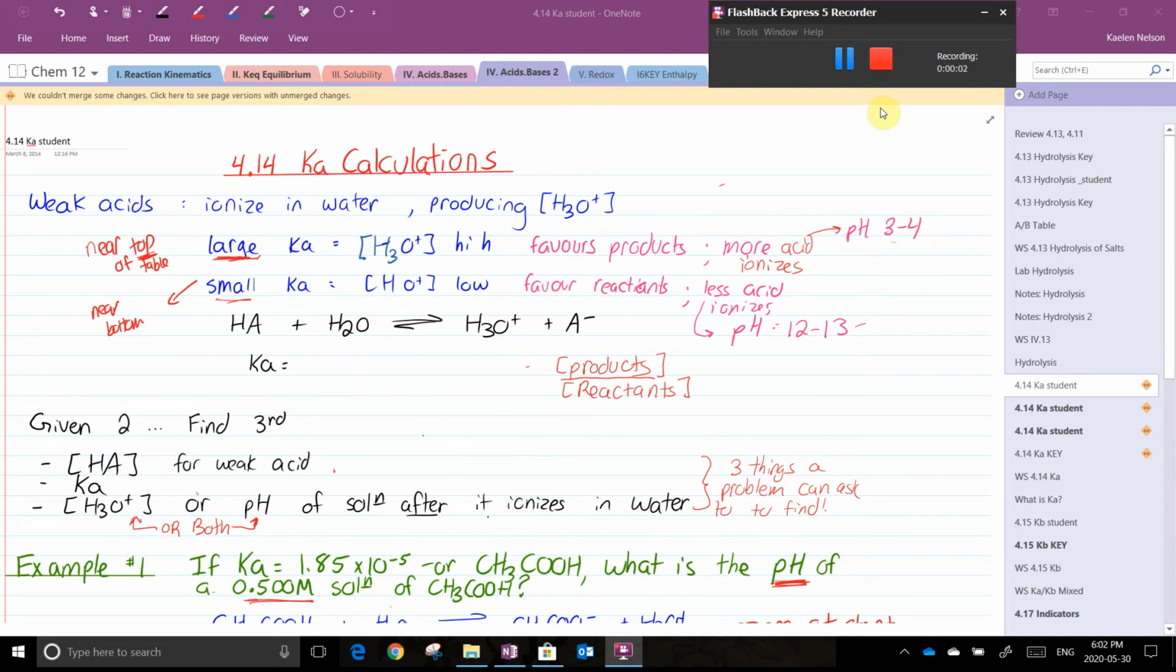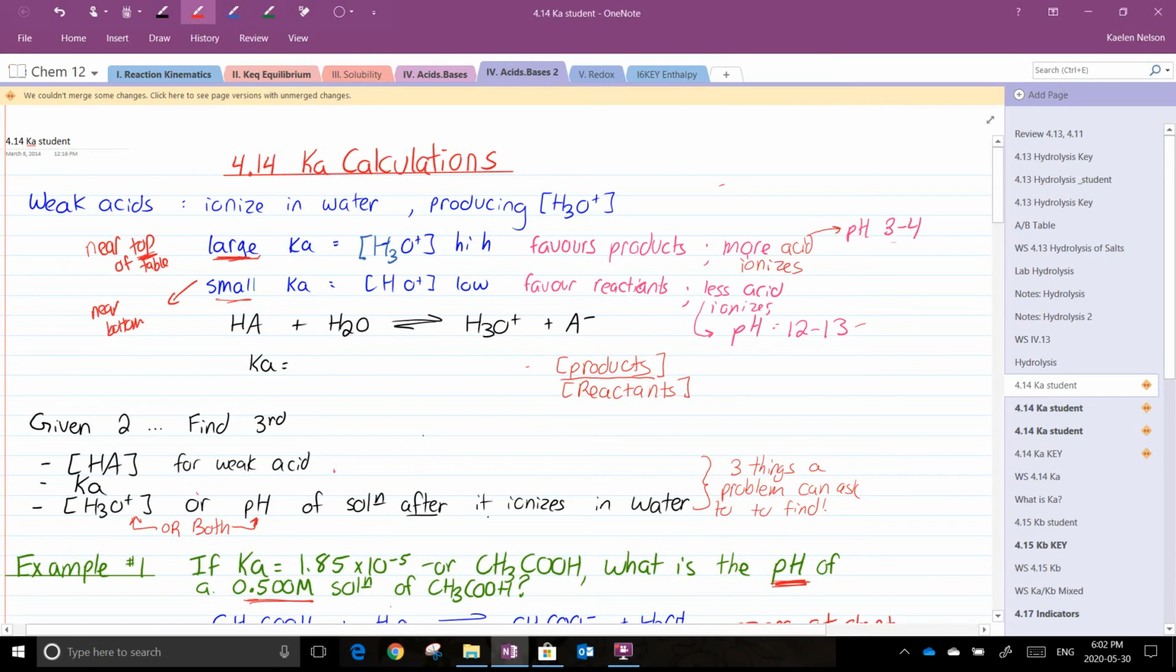This is Chemistry 12, Acids and Bases Unit, Lesson 4.14. Topic is Ka calculations. For starters, we'll talk quickly about what is Ka. Weak acids have a Ka. So anything below the top six on your table, underneath the top six, are our weak acids.